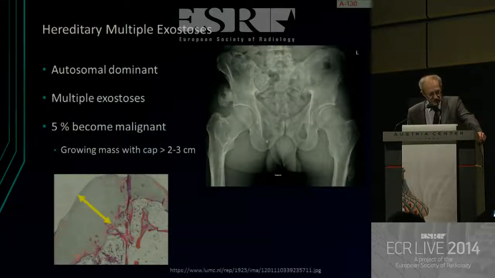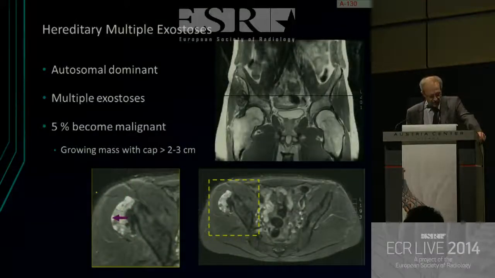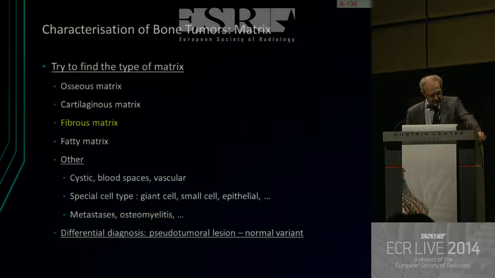Sometimes it occurs as an autosomal dominant disease in hereditary multiple exostosis, and 5% of these lesions will become malignant, and you should measure the cartilaginous cap, which should be less than 2 to 3 centimeters. So how to measure it? Just perpendicular to the bone up to the surface of the lesion, and that should be less than 2 to 3 centimeters. Now we continue with the fibrous matrix.